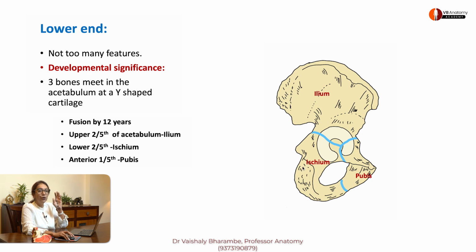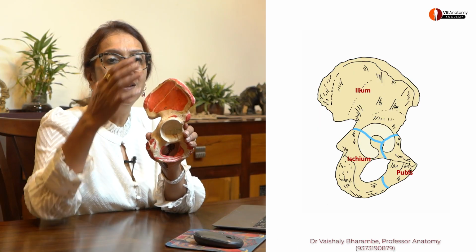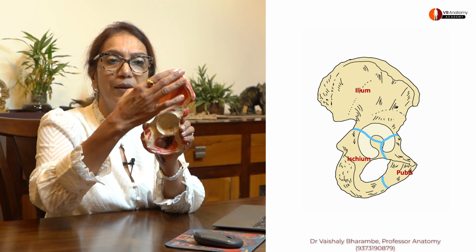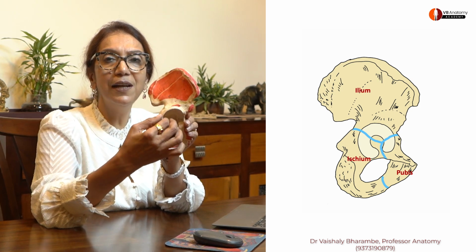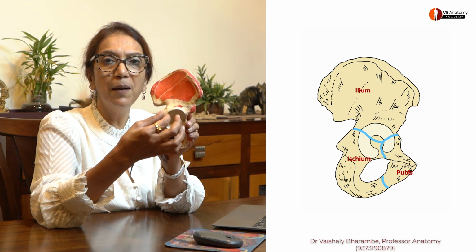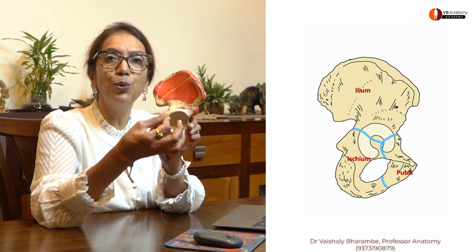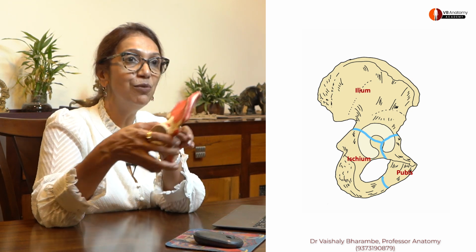Right. So we come to the lower end of the ilium. The lower end, as you can see, forms a part of the acetabulum. See, this is the upper end, and as you go down, you can see that it enters into the acetabulum, and the upper part of the acetabulum forms the lower end of the ilium. I'll tell you why this happens.